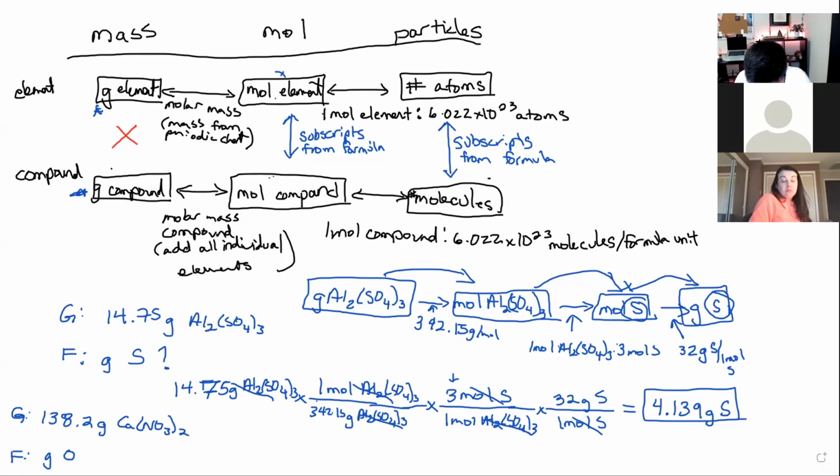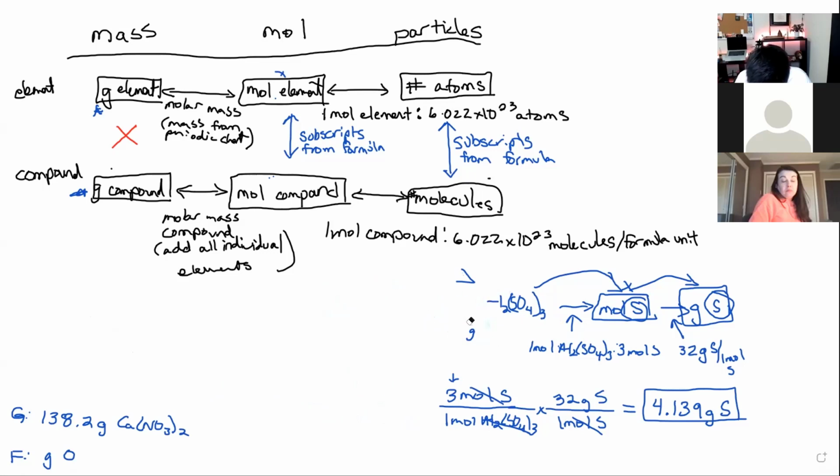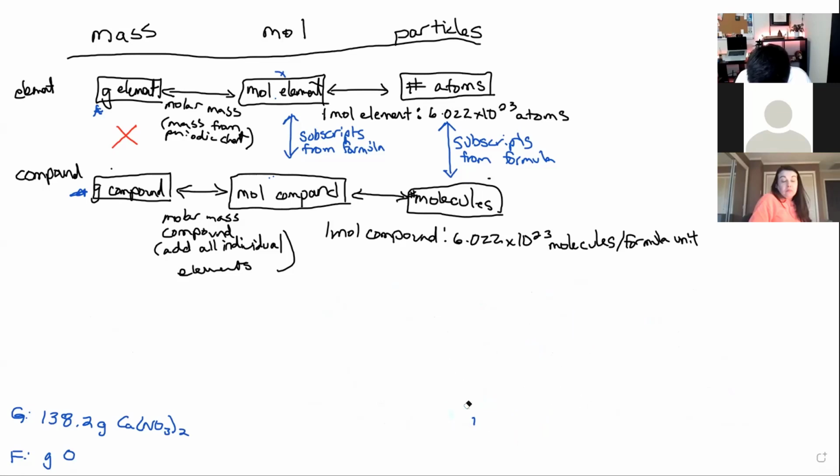Okay, so I'm going to erase the work for this one so that I have some space. Hopefully you're able to see that. So this problem, the setup is identical to the one about aluminum sulfate. It's just a different compound and a different element you're trying to work towards. So you've got to change up your conversion factors, but the actual setup itself is the same.